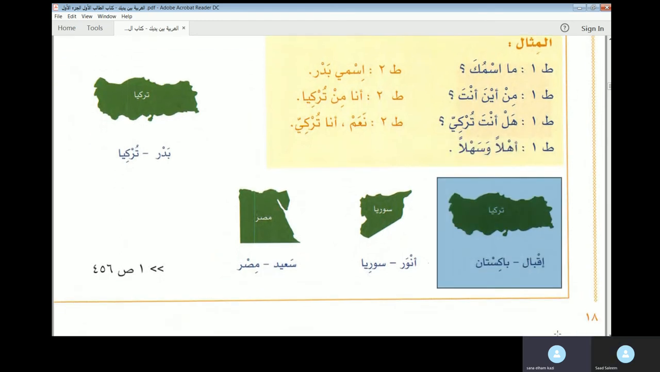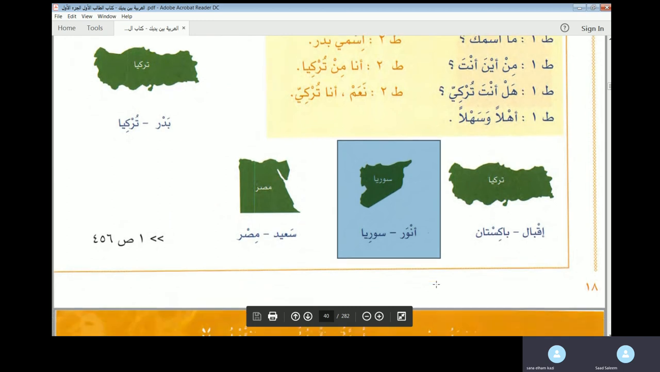Now it's إقبال and from Pakistan. Okay. ما اسمك؟ اسمي إقبال. من أين أنت؟ Where are you from? أنا من باكستان. I'm from Pakistan. هل أنت باكستاني؟ نعم. أنا باكستاني. أهلا وسهلا.